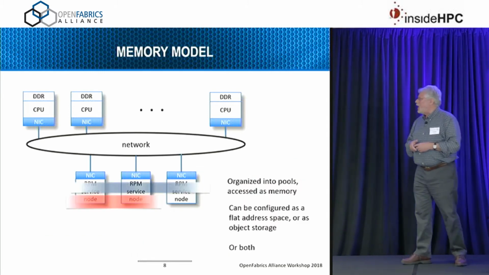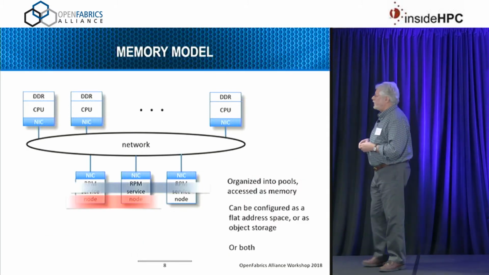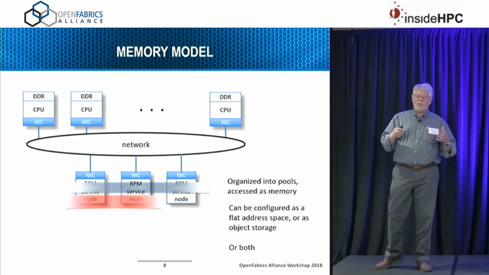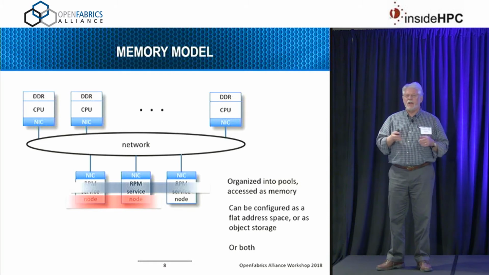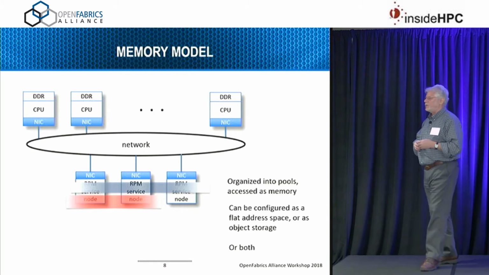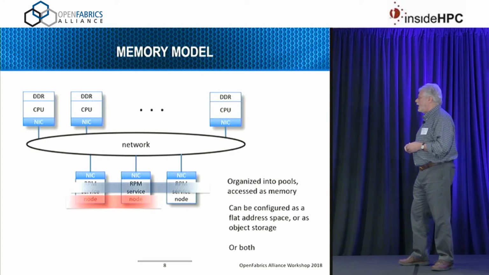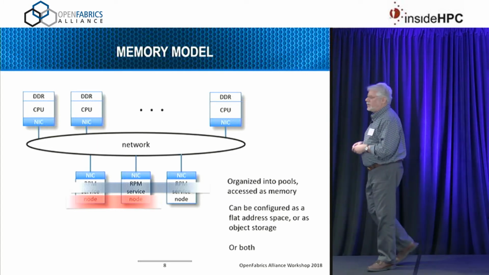As far as the memory model goes, I think the way to think about this is that this remote persistent memory is organized as a pool. And then what happens is pieces of that pool are allocated to particular applications or pieces of applications for their use. So it can be configured as what I would call a flat address space or as an object store.